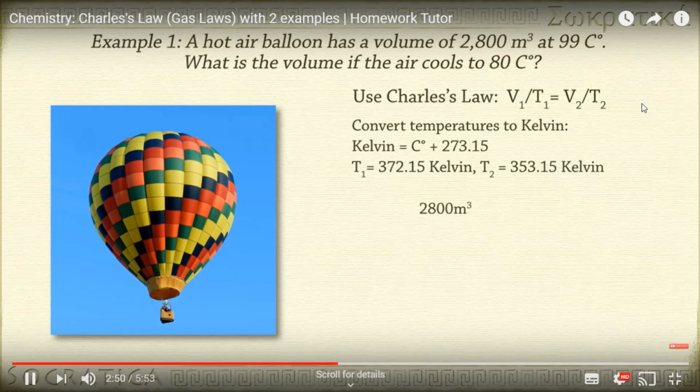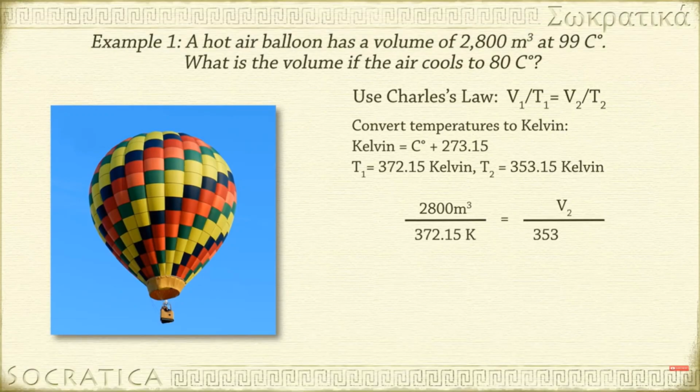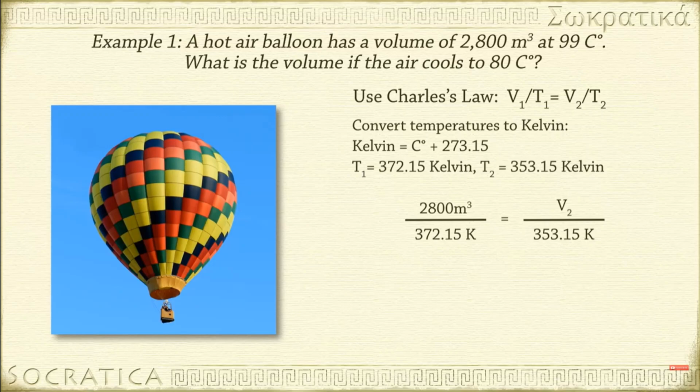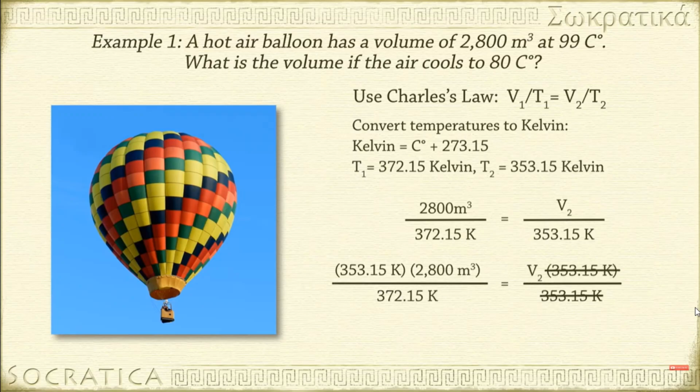2,800 meters cubed divided by 372.15 Kelvin equals V2 over 353.15 Kelvin. Solve for V2. Multiply both sides by 353.15 Kelvin. 353.15 Kelvin times 2,800 meters cubed divided by 372.15 Kelvin equals V2. V2 equals 2,657 meters cubed.